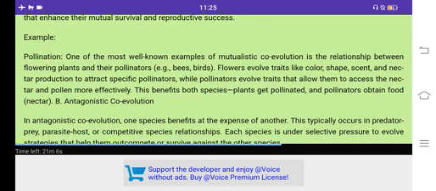In mutualistic coevolution, both species benefit from the interaction. Over time, both species evolve traits that enhance their mutual survival and reproductive success.